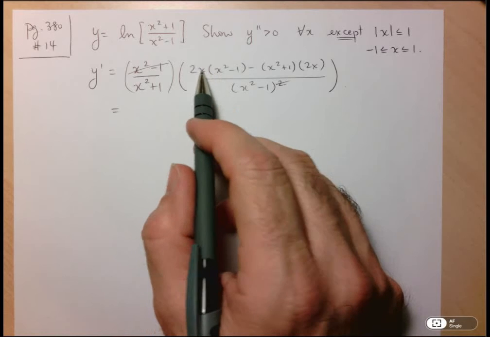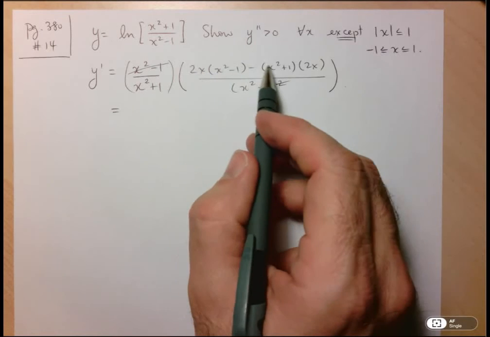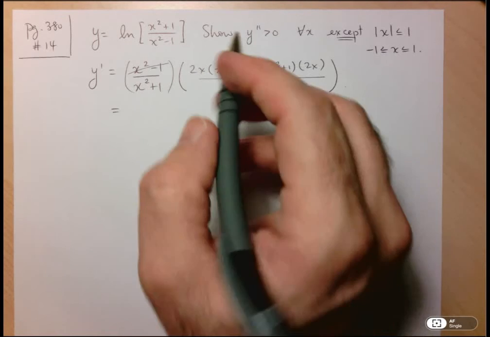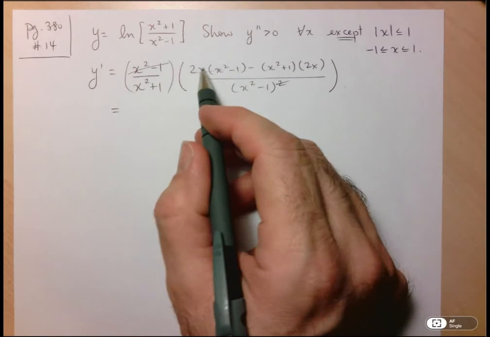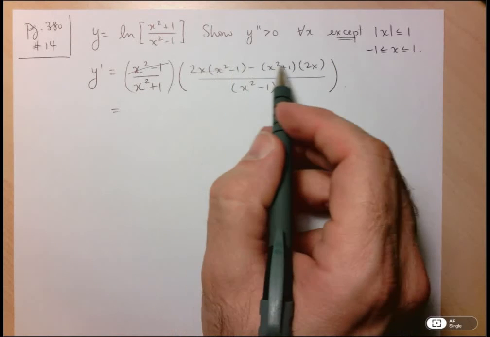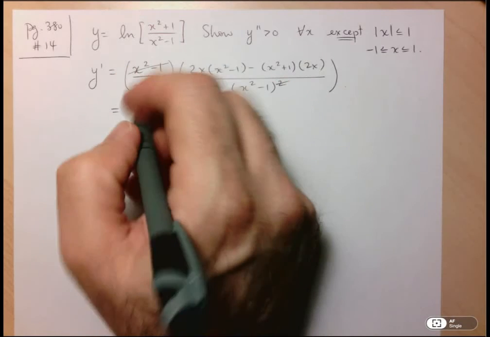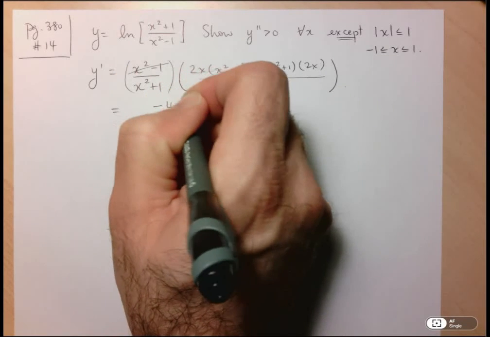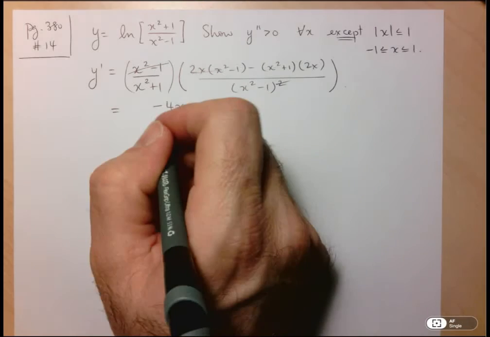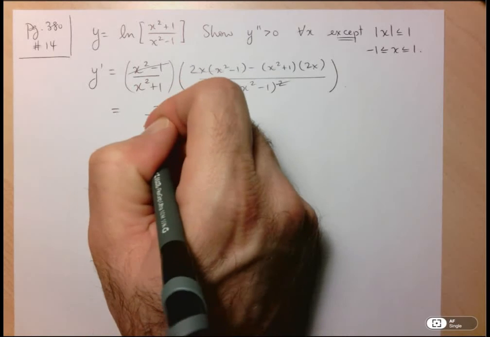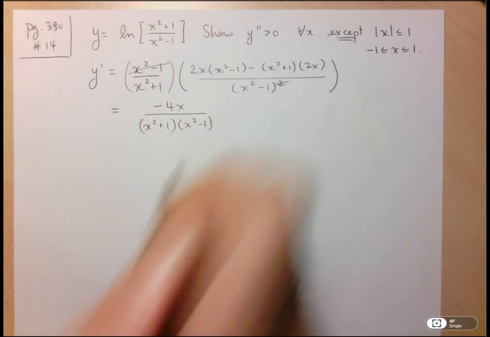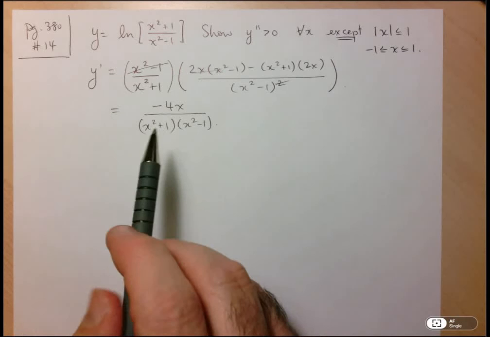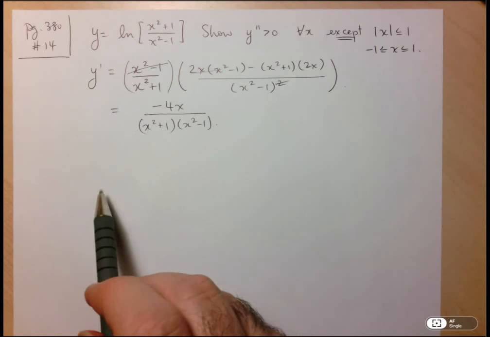So let's simplify this. I have a 2x cubed and a minus 2x cubed, so that'll cancel out. And so here I'm left with a negative 2x minus 2x. So I'm left with negative 4x alone in the numerator, all over x squared plus 1 times x squared minus 1. Okay, so here I have the first derivative, so I need to find the second derivative.